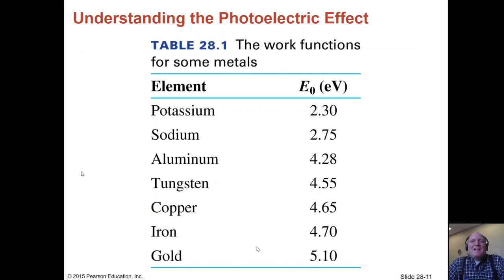All right, the work functions of some metals. So we were looking at copper. Copper has a work function of 4.65 electron volts. That would mean those electrons would need to have at least that amount of energy to overcome the work function, to overcome that threshold so that they can leave the copper metal surface.